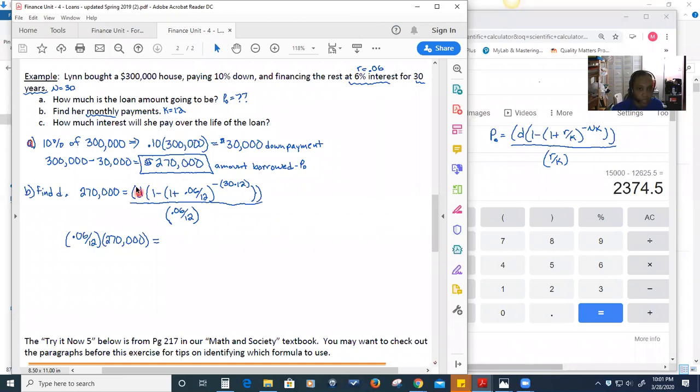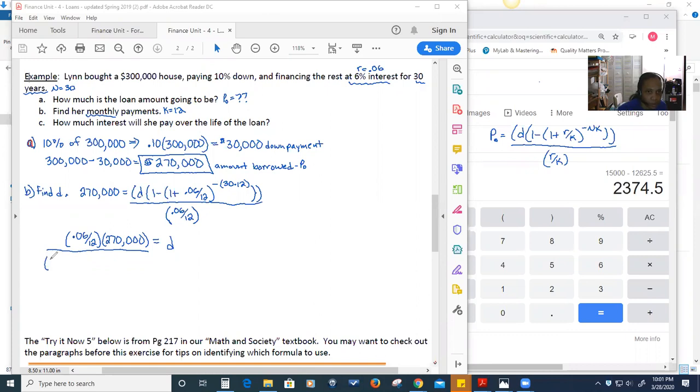So again, we're trying to solve for D. And so D is being multiplied by all of this and then divided by this denominator. So we're going to undo that and do the opposite to solve for D. So we take that denominator and multiply. And then, let me grab my pencil again. We take all of this and divide by it. And that leaves us with D all by itself.